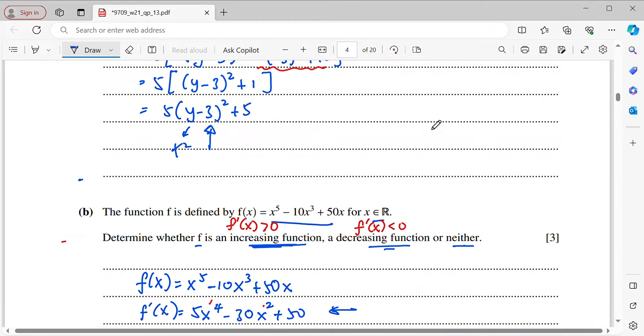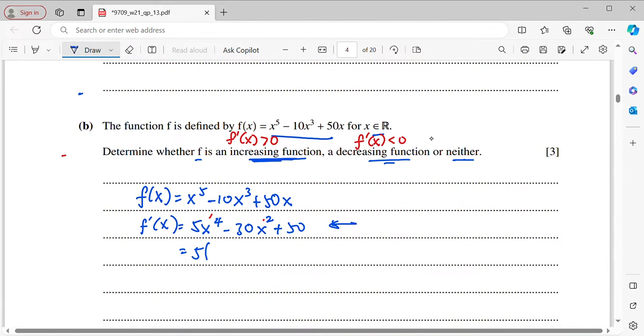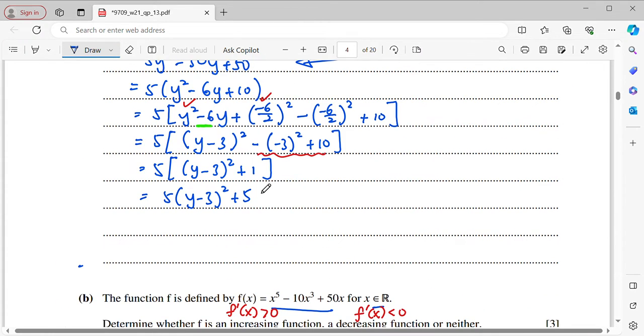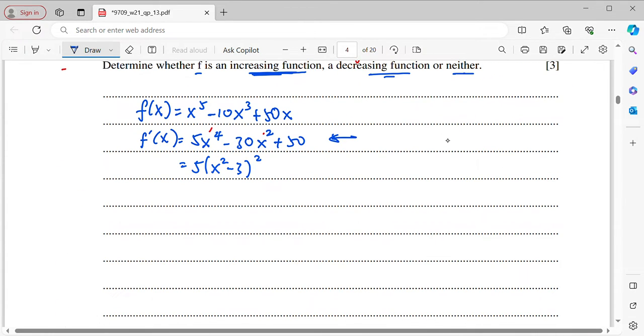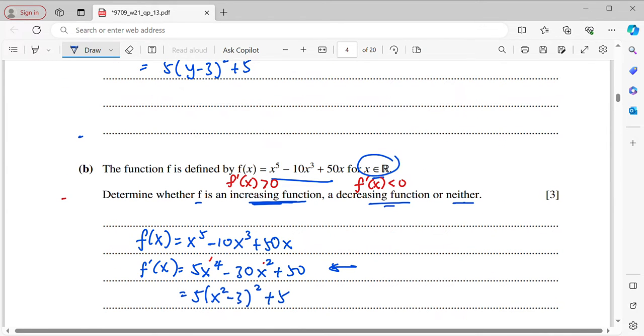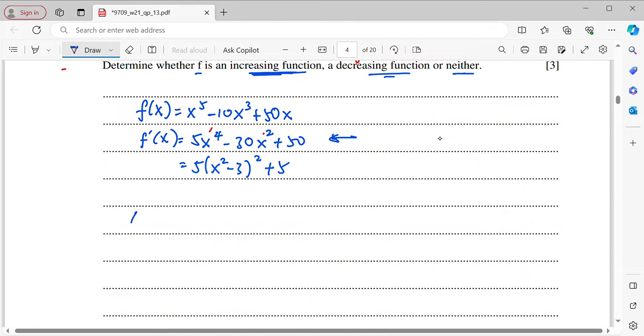Okay, for the next part, I will be getting x squared minus 3, then squared, and then plus 5. Alright, so from here, since x is a real number, I know that x squared minus 3, squared, will be at least 0.